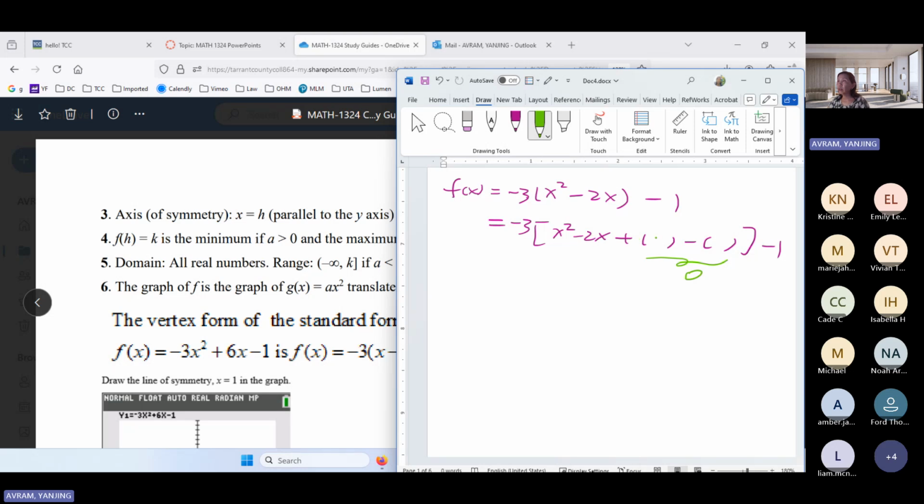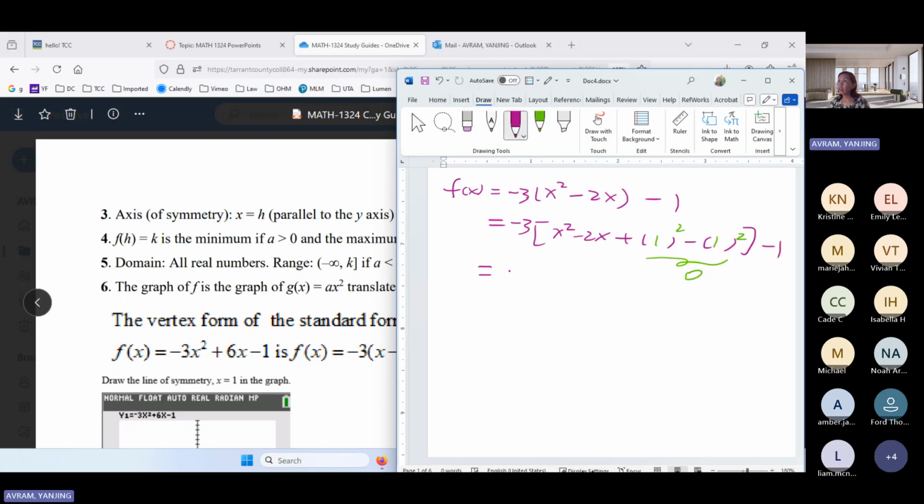So the number you want to add here is half of the coefficient, half of b, so b over 2, and then square. So negative 2 over 2 and then square. So this one would be negative 1 squared. So you can just add 1 squared or subtract 1 squared. So that's called adding the 0.